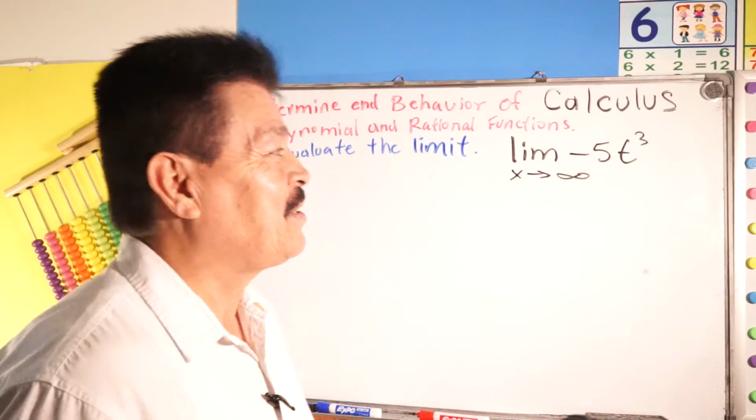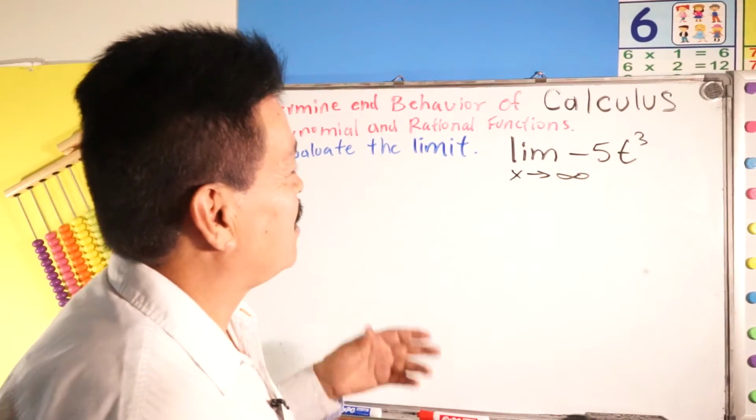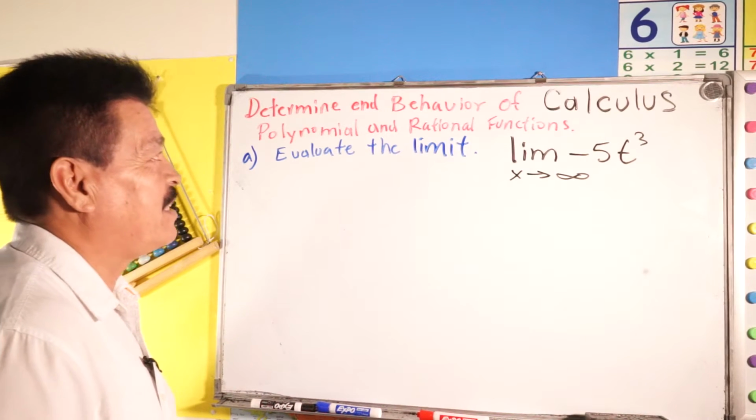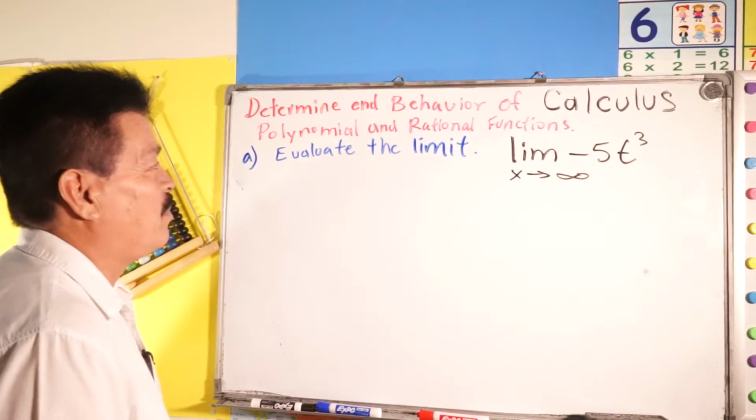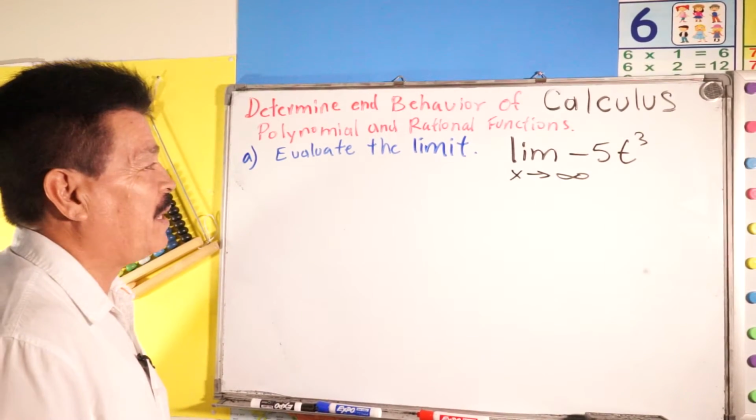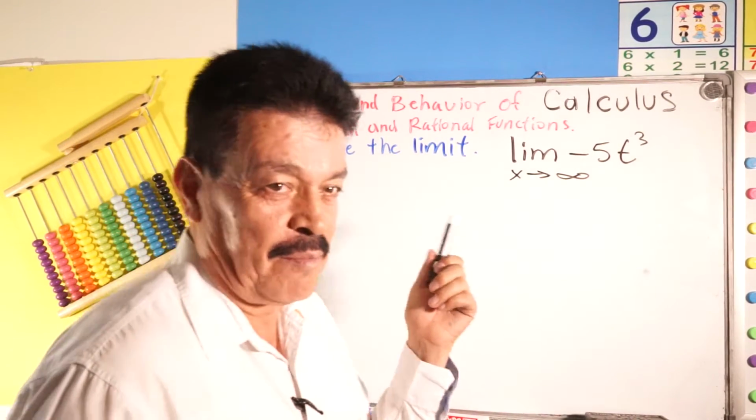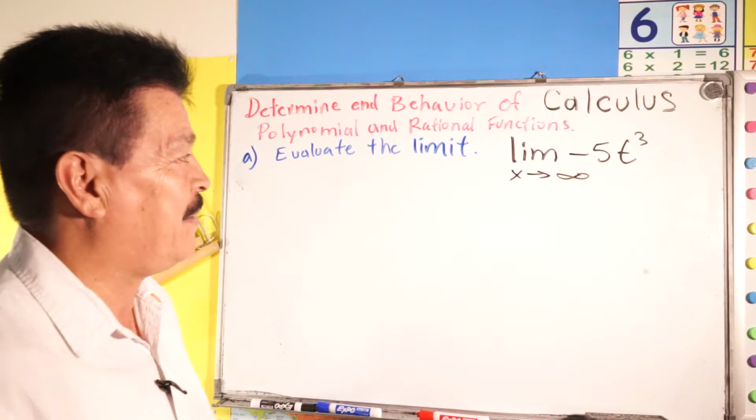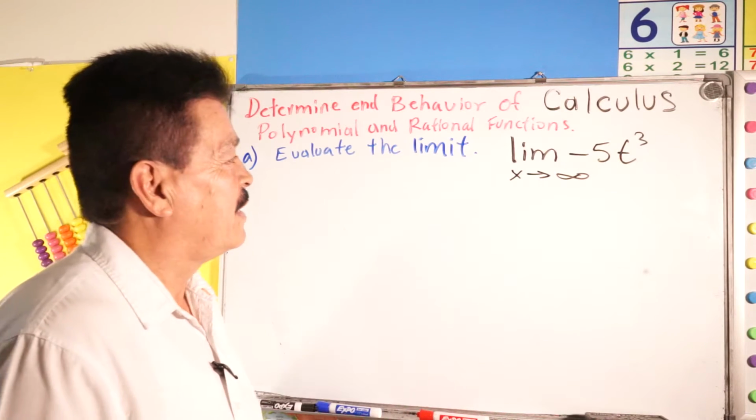Hello class, welcome to this lesson on how to determine end behavior of polynomial and rational functions. Okay, we have to evaluate the limit of this example. How do we evaluate this? How do we solve this problem?